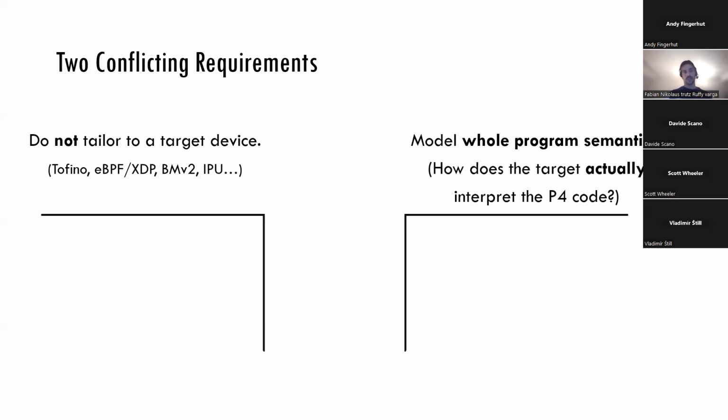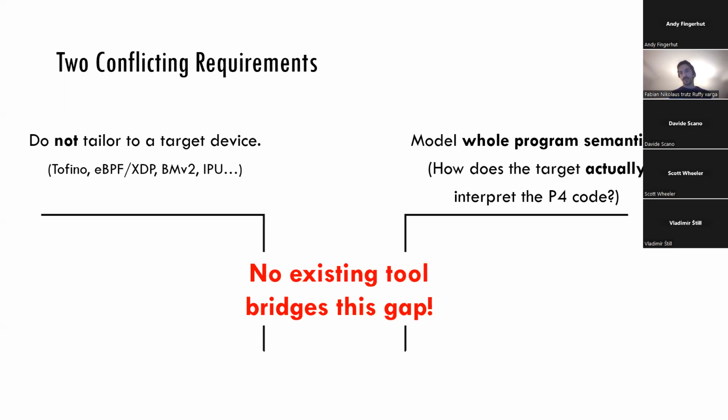And so we do not want to tailor ourselves to a particular device. At the same time, we want to be accurate and as precise as possible. And so we have to model these whole program semantics. So we need to understand how our target actually interprets the P4 code. So we cannot be just generic and just write tests for the P4 specification, because the P4 specification leaves a lot of holes and room for interpretation. And so far, there has been no tool that really bridges this gap and allows us to be as flexible as possible, while also being very precise.